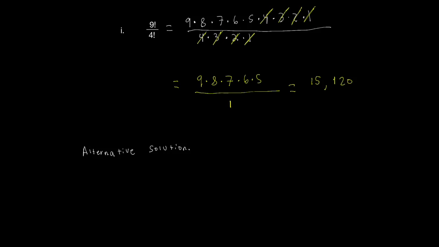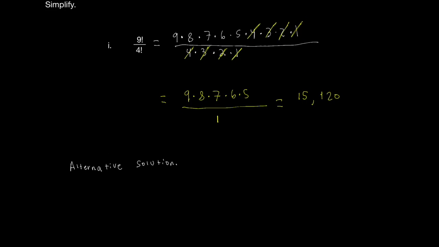Now, before I move on to part 2, I want to show you an alternative method for getting the solution of this problem. And that stems from analyzing what I crossed out here. Notice that here at the tail, I had 4 times 3 times 2 times 1. But this tail, I can rewrite it as 4 factorial.